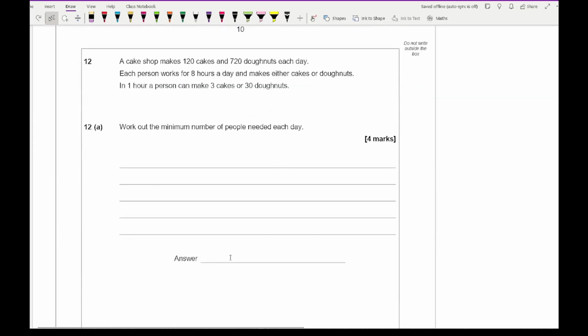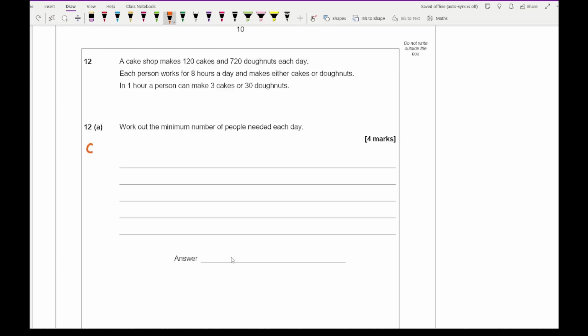Moving on to question 12, it says a cake shop makes 120 cakes and 720 donuts each day. Each person works for 8 hours a day and makes either cakes or donuts. In 1 hour, a person can make either 3 cakes or 30 donuts. Work out the minimum number of people needed each day.